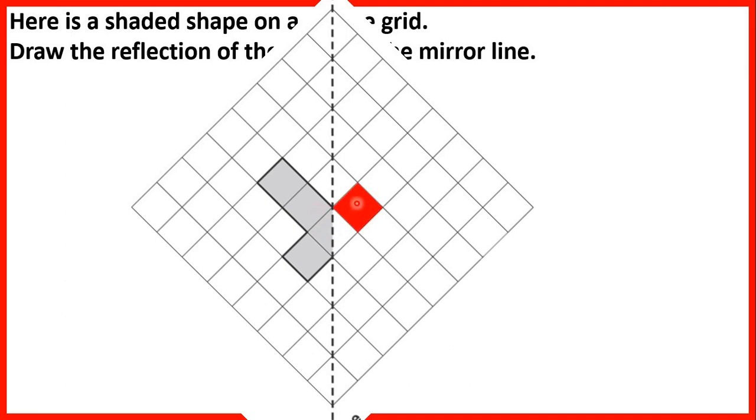So we need to shade this square here, because that's the other side of the mirror line to this square here. For this square here, to reflect it, we can see that we go through half a square. So from the mirror line, we go through half a square and shade this square. And then this square here can be reflected in this square here. And then we need to shade this triangle as well, so that we've reflected our shape in the mirror line.